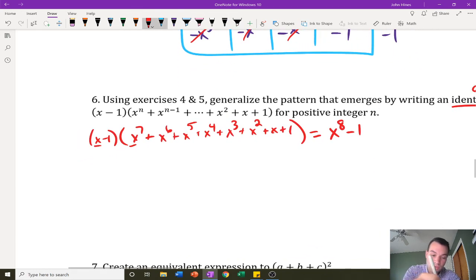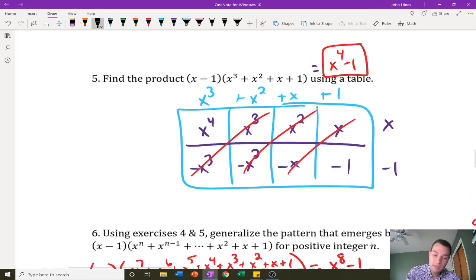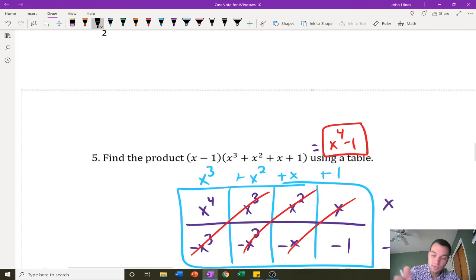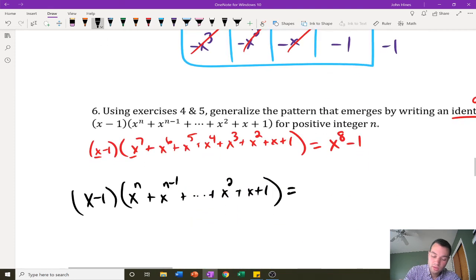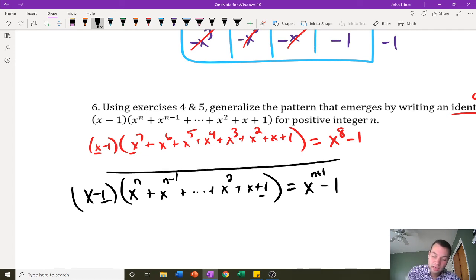So in general, if I have x minus 1 times x to the n, and one smaller than that, if I had just a whole bunch of x's where all their coefficients are 1, and I have every power in order, what does that product come out to be? Well, all those middle terms are going to drop out, and what happened to our exponent? This one became x to the 4th. So I was x to the n, so it gets kicked up to x to the n plus 1, and then I end up with a negative 1.